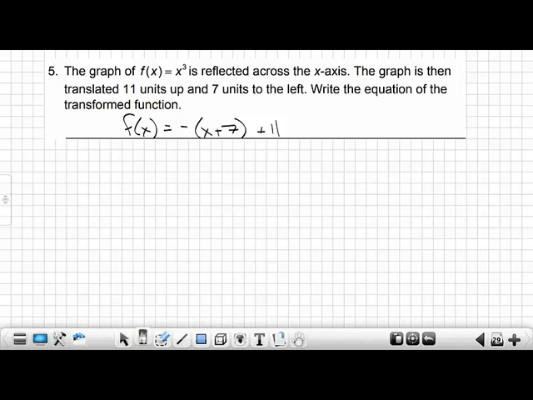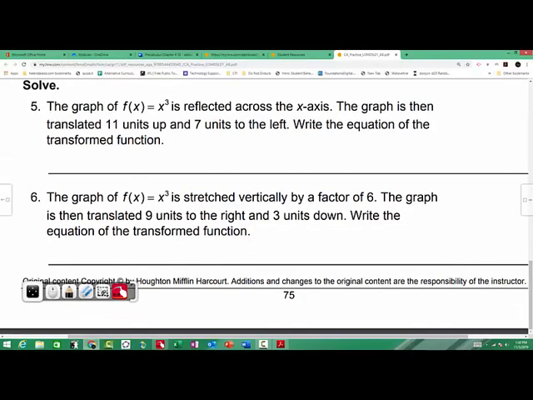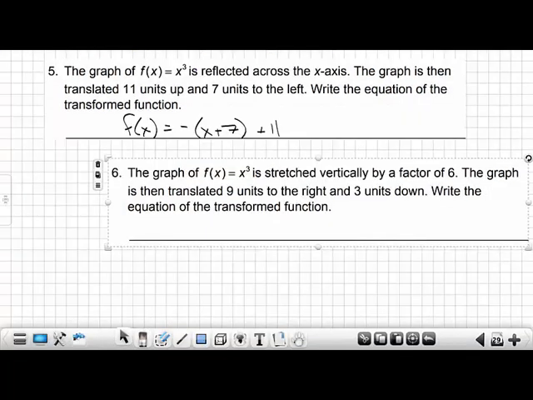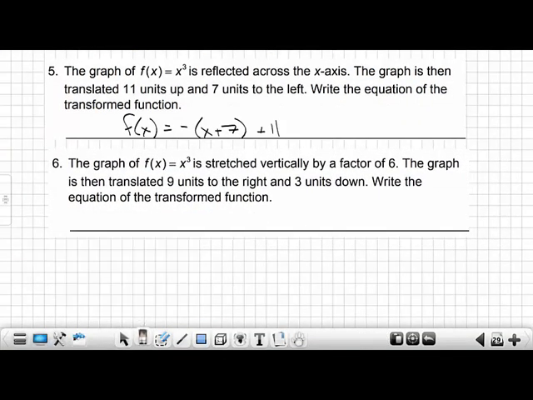Natalia. Okay. With that in mind, let's do number 6. Stretch vertically by a factor of 6. What am I going to do? 6 on the outside. Then I'm 9 right. x minus 9. It's a cubic function. And then 3 down. And I'm done. Yay, we're doing the homework.